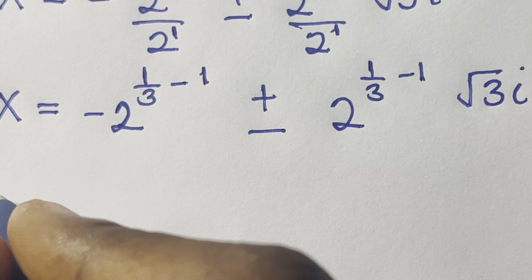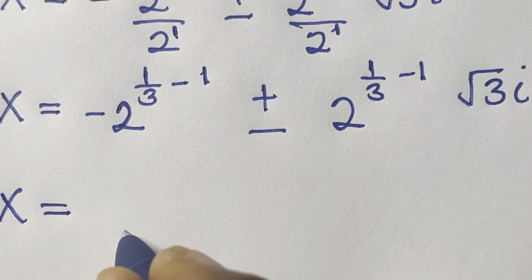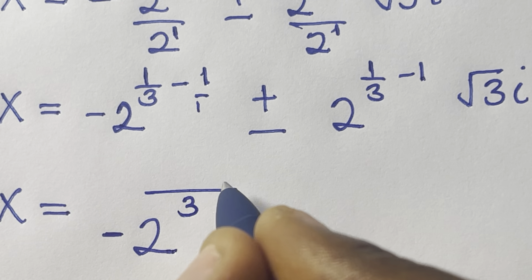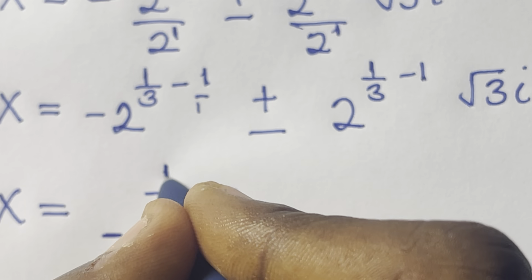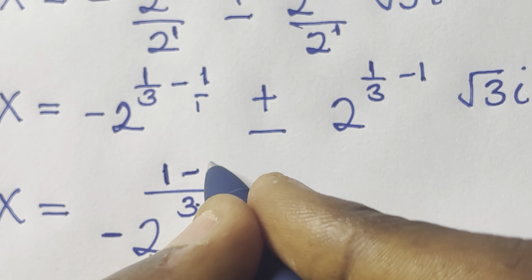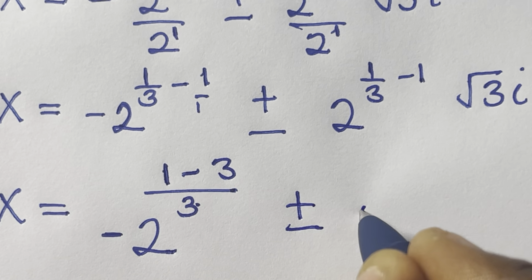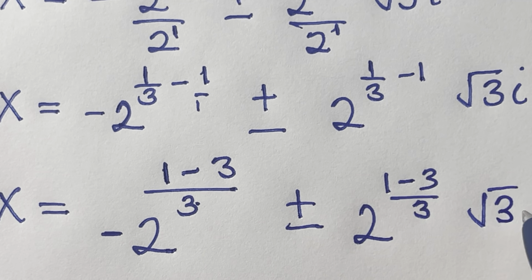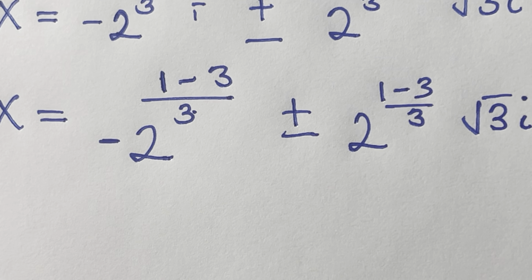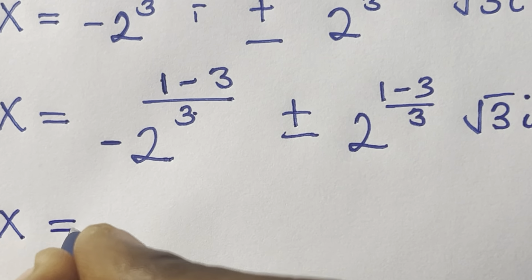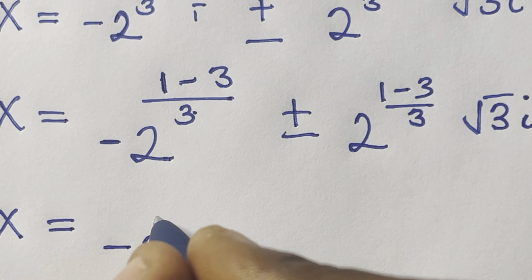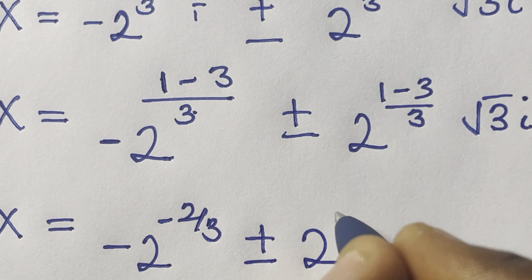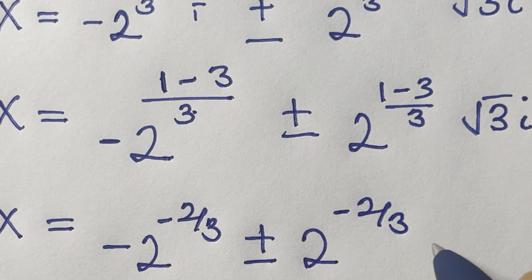Okay, so now if you want to simplify this, the LCM is 3, so 1 over 3 minus 1 becomes 1 minus 3 over 3. So we have x equals minus 2 raised to the power minus 2 over 3 plus or minus 2 raised to the power minus 2 over 3, then we have square root of 3i.